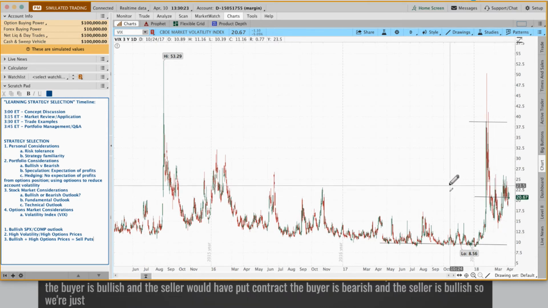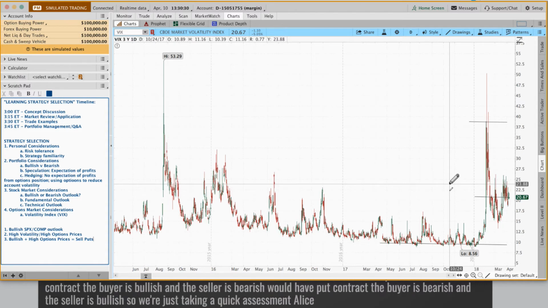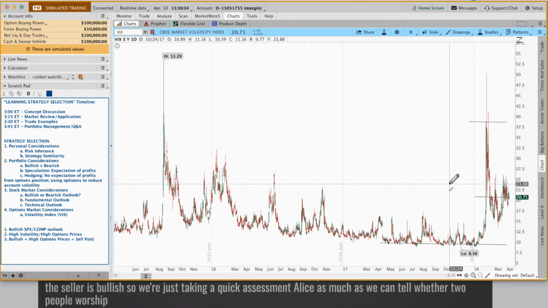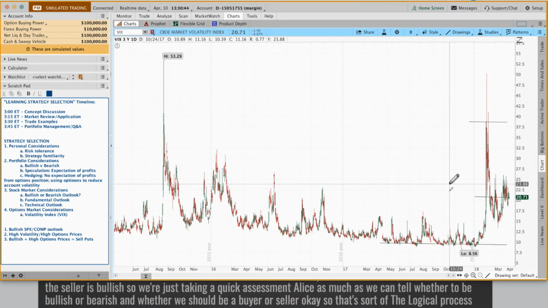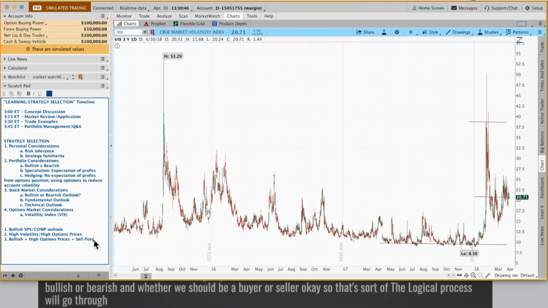So we're just taking a quick assessment of the stock market and the options market to tell us, as much as we can tell, whether to be bullish or bearish, and whether we should be a buyer or a seller. Okay, so that's sort of the logical process that a lot of options traders will go through. So let's go put this into practice.